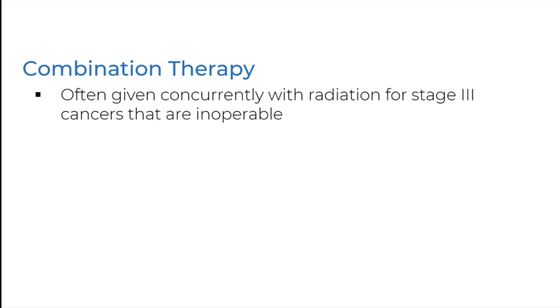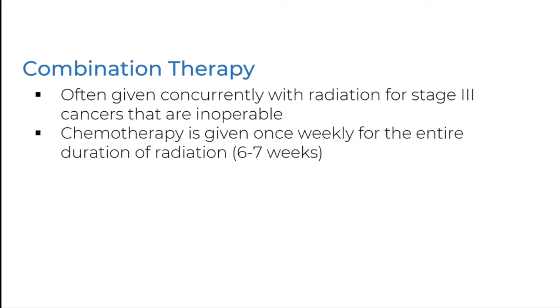Well, where else can systemic therapy be given? Well, it can be given as part of combination therapy in combination with radiation. So in patients with stage 3 disease, where surgery would not be optimal, which is the vast majority of patients with stage 3 disease, it's not resectable. So in such a situation, the ideal treatment of choice is to combine chemotherapy with radiation. Oftentimes, chemotherapy in this situation is given once a week for the entire duration of radiation, which amounts to about 6 to 7 weeks.